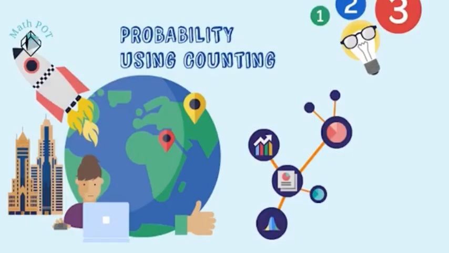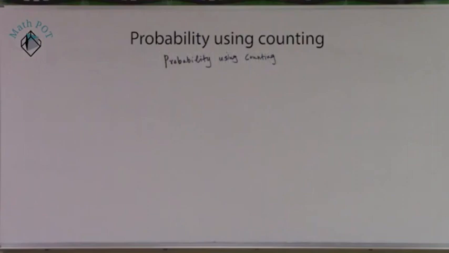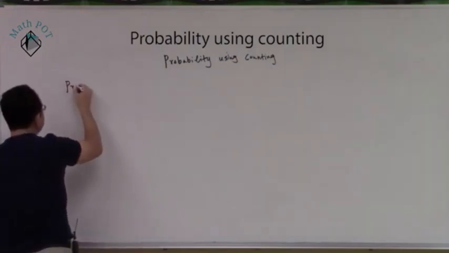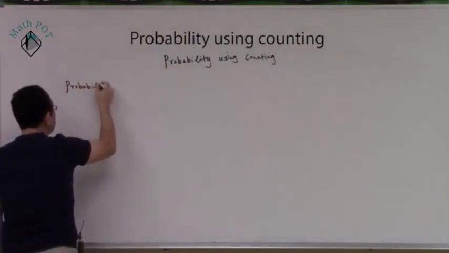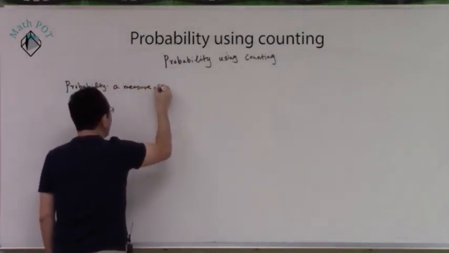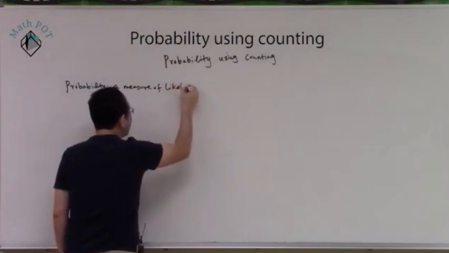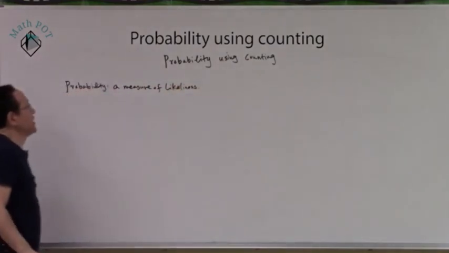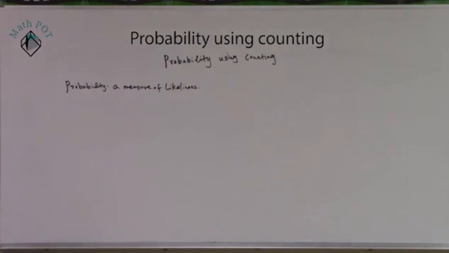First of all, you need to understand that probability is nothing but the measure of the likeliness that an event will occur. You need to understand the basic definition of probability. Probability is a measure of the likeliness that something will occur. Always remember, the probability is always between 0 and 1. If you get a number outside this range, then it's guaranteed you got it wrong.